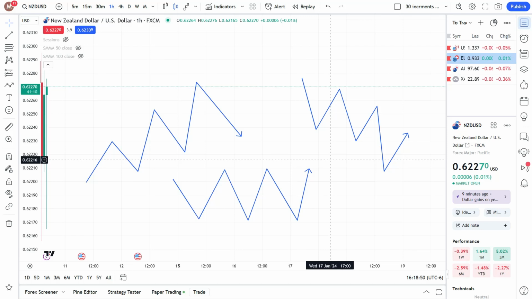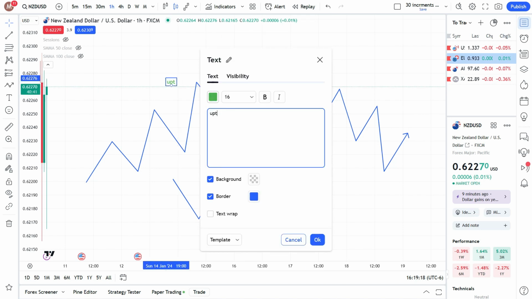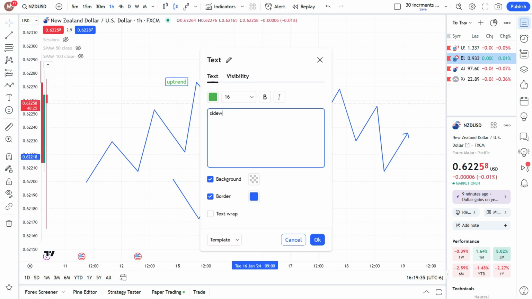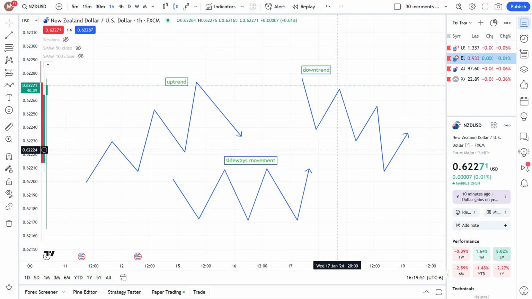So in this video, we're going to be going over market structure and the three phases that the market moves in. One is an uptrend, a downtrend, and then we have sideways movement. So over here would be our uptrend, then over here would be our downtrend, and over here would be our sideways movement. So those are the three phases that the market moves in.